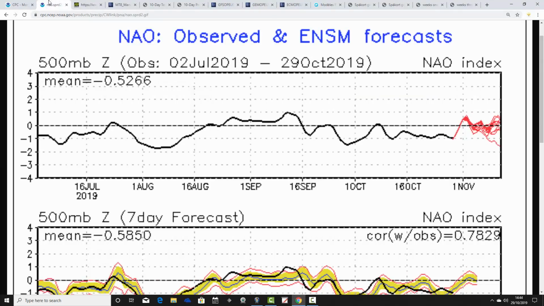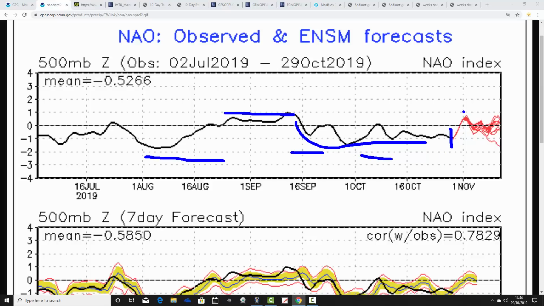The NAO observed and forecast chart looks like this. So the black line again shows where we've been with the North Atlantic Oscillation. Red lines at the end are where the GFS ensembles are forecasting the NAO to go. Now, we've been in a prolonged negative phase of the NAO, of course, going all the way back to the end of April. Been in a very prolonged negative phase, except around late August to the middle of September. It did go a little bit more positive then. But since then, actually, we've been negative again with the NAO. That's where we are right now, still negative.